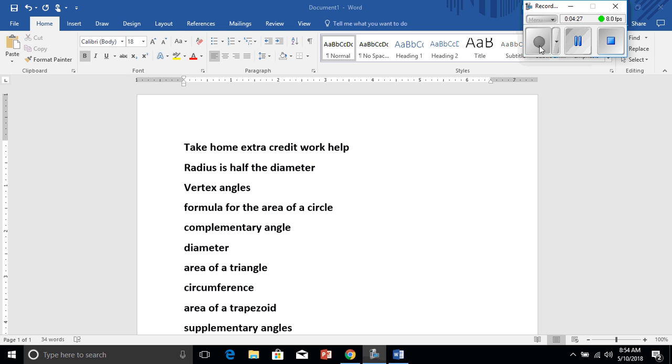Next is supplementary angles. And supplementary angles are kind of like complementary angles, except that both angles have to equal 180, and 180 is a straight line.